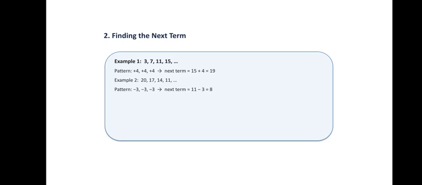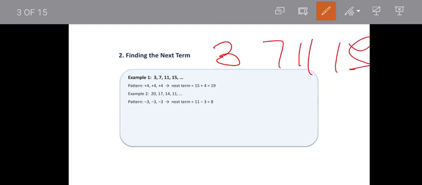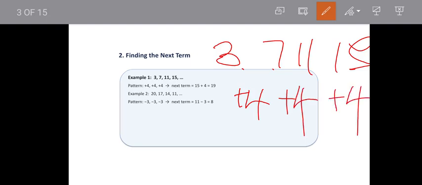So since we've got 3, 7, 11, and 15, from 3 to 7, there's a difference of 4. You add 4 to get to 7. To go from 7 to 11, you add 4. To go from 11 to 15, you add 4. So it must mean that the next term after 15, you just add 4, which will be 19. So that is going to be how we find the next term.